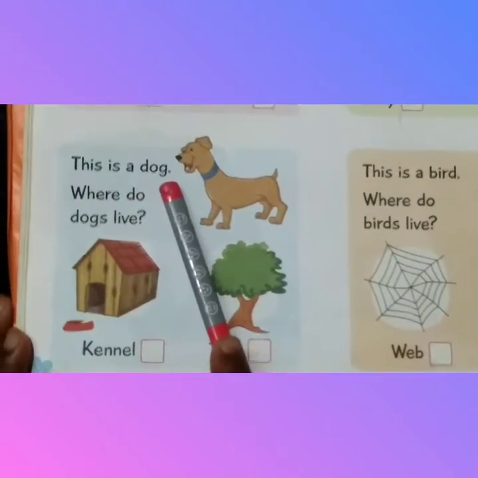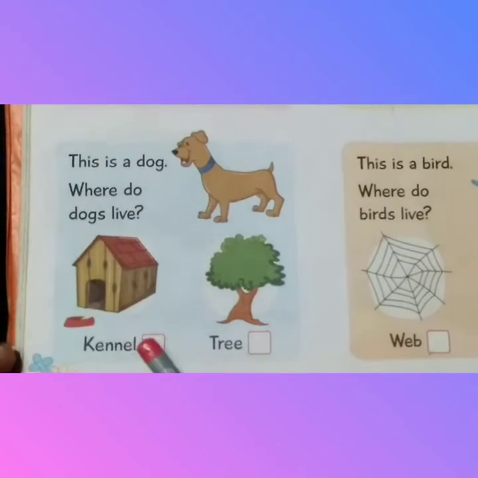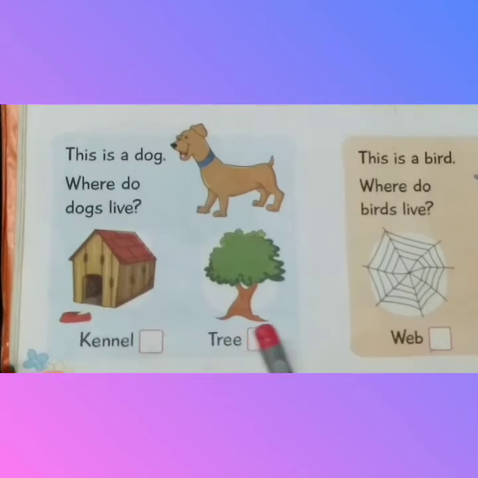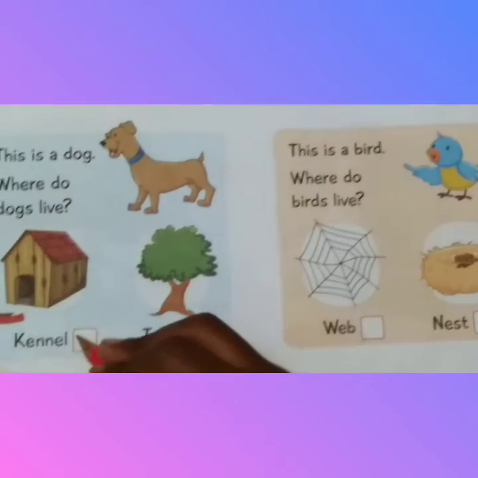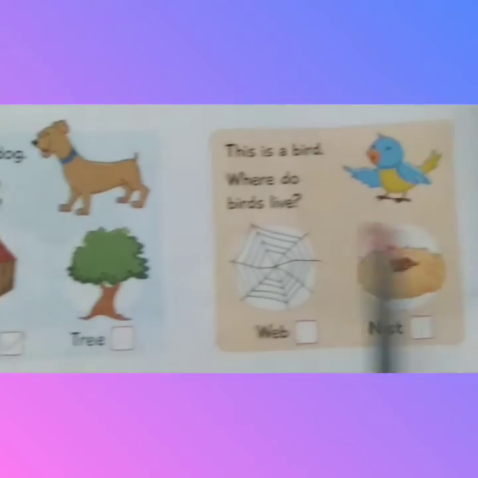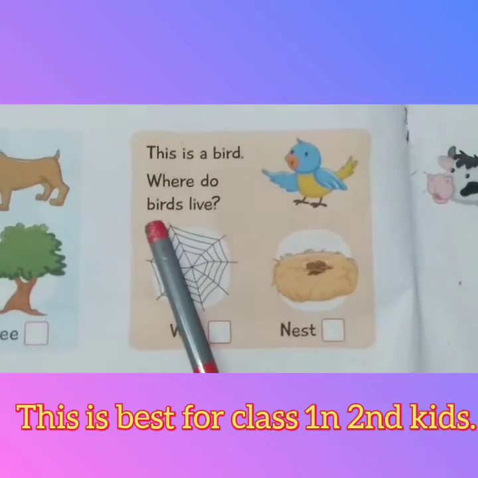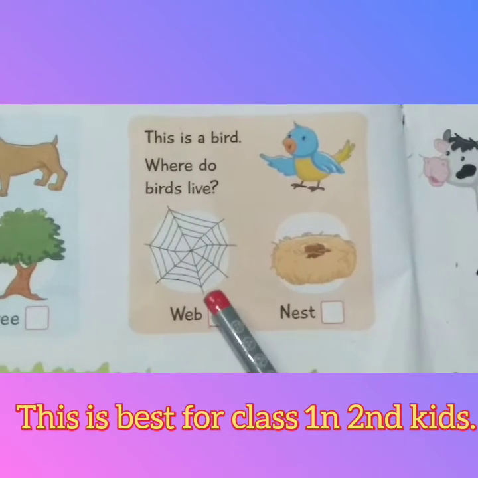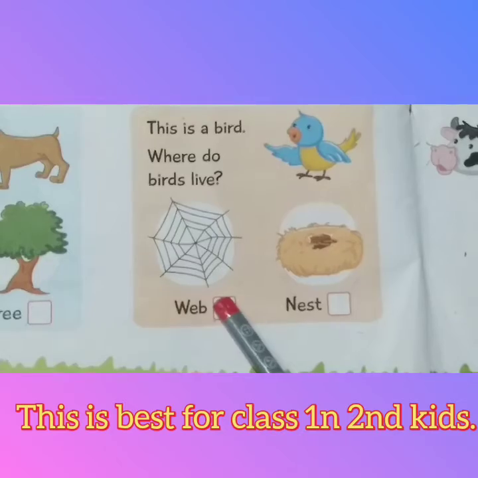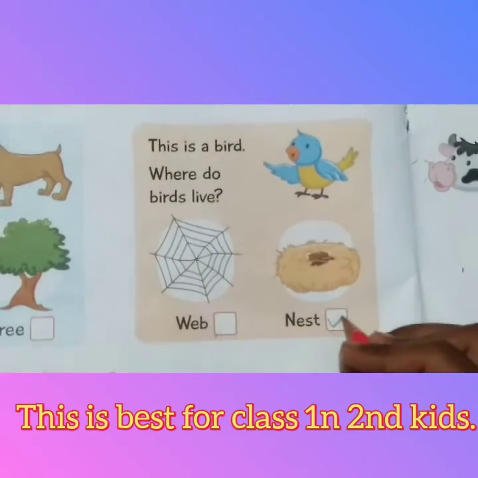This is a dog. Where do dogs live? Kennel? Yes. Or tree? No. This is a bird. Where do birds live? Web? No. Nest? Yes. Very good.